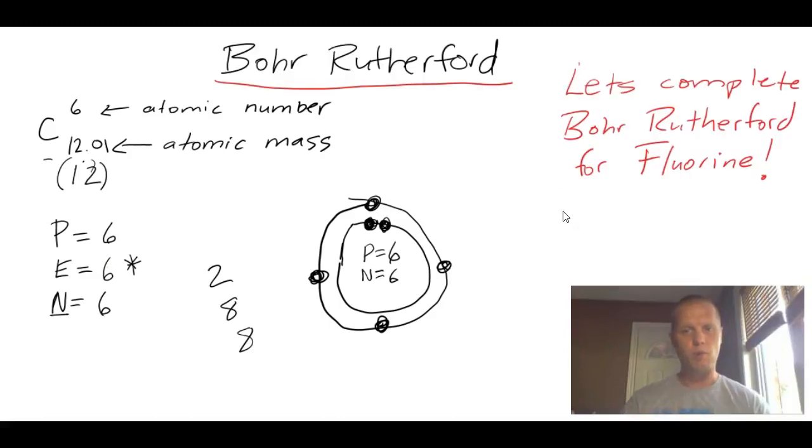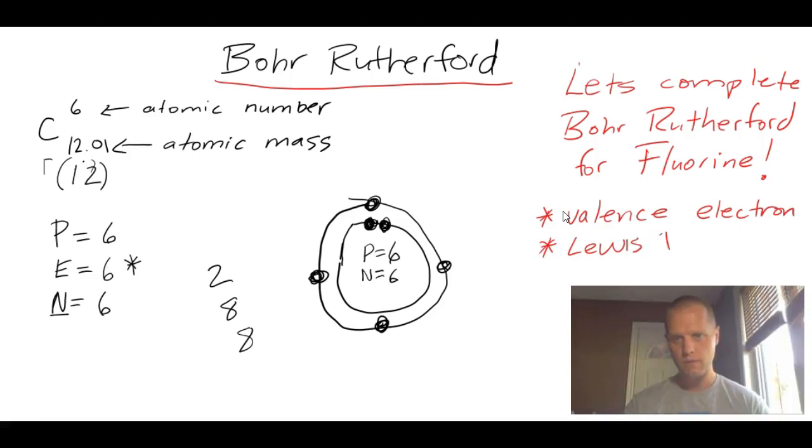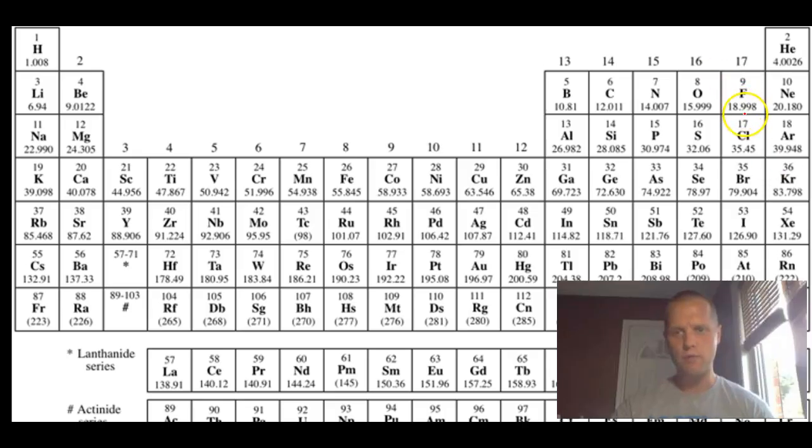So let's complete the Bohr Rutherford for fluorine for a little bit more practice. I'm also going to introduce something known as valence electrons for you, and also something known as the Lewis dot diagram, which I will explain as well. This is what we're going to do next, and then this is going to be the end of the video. So when we look at fluorine on the periodic table, we see that we have two numbers.